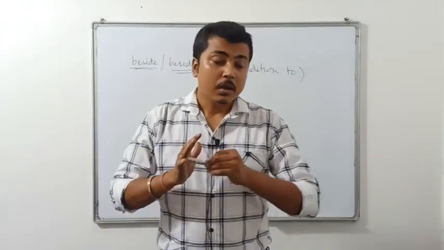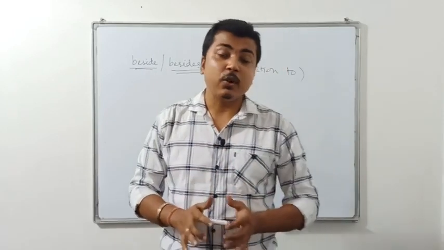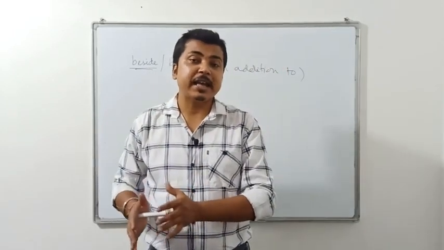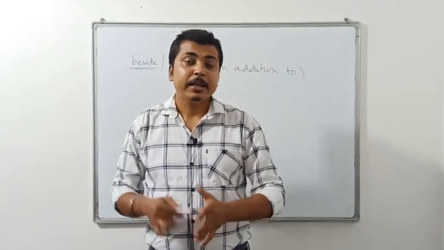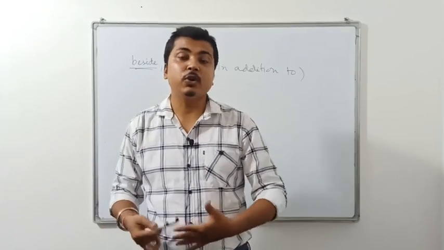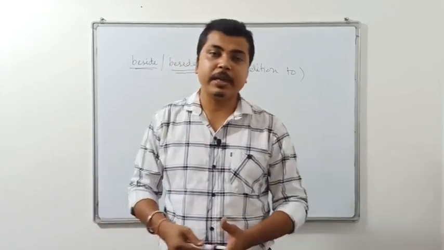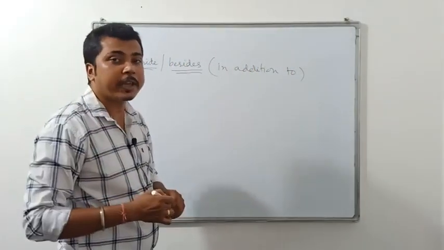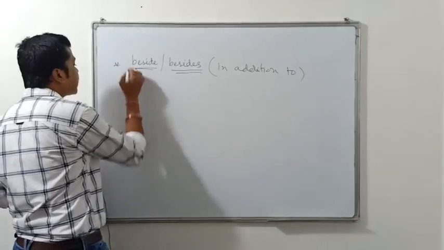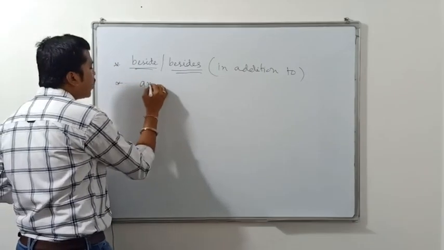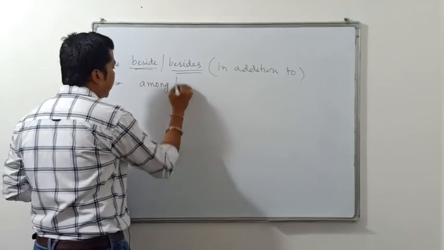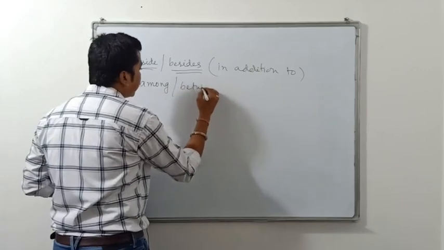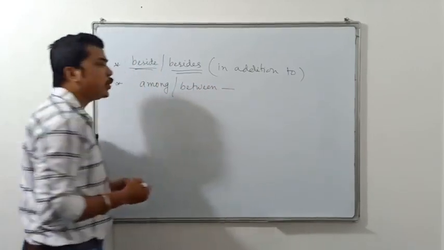Ram plays cricket or Ram learns music besides study. That means what? In addition to his study, he is also going for music classes. Okay, besides means in addition to. Do not forget this. Now next comes to among and between. Among and between. When to use among and when to use between?